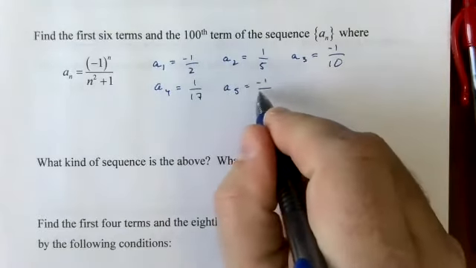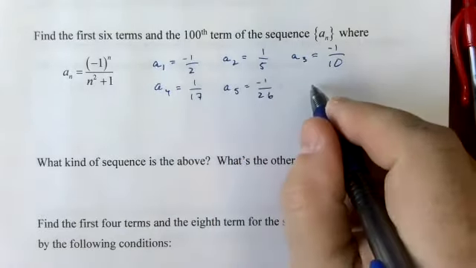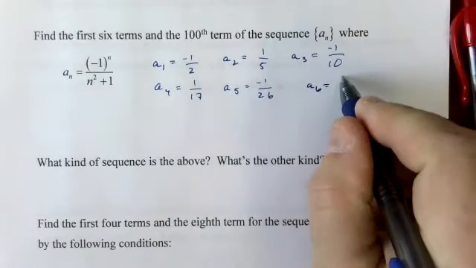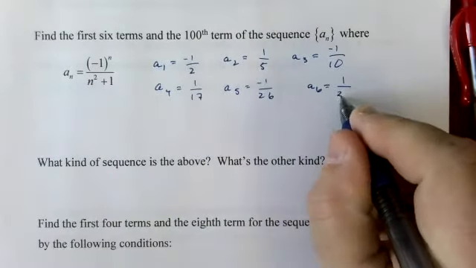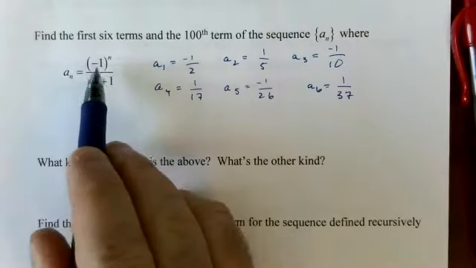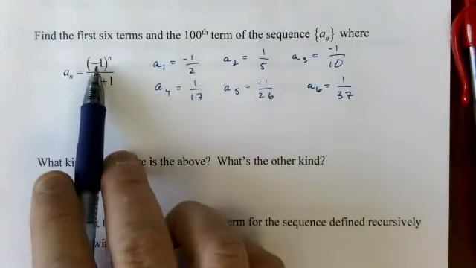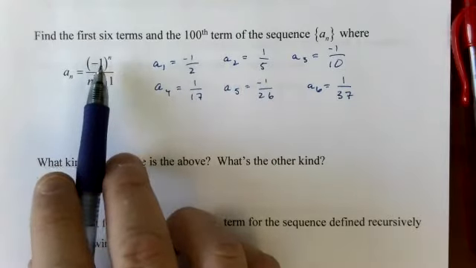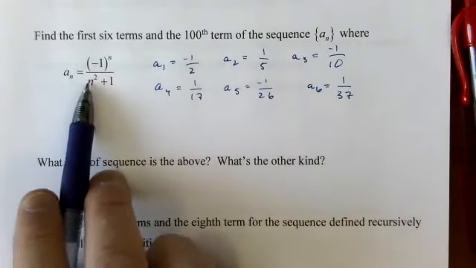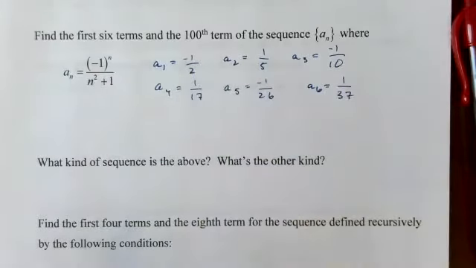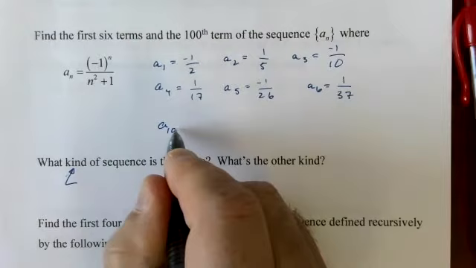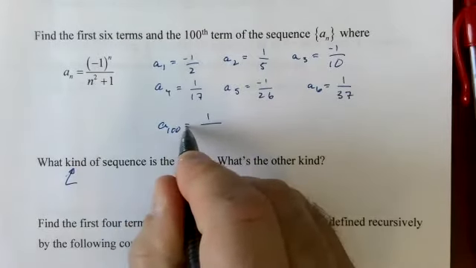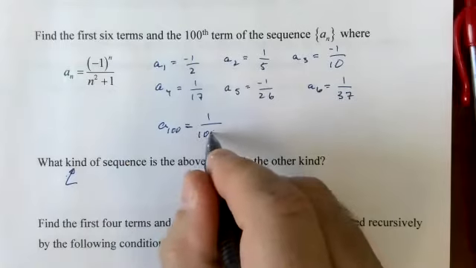Now notice this is not geometric, which we'll talk about in a little bit, or arithmetic, which we'll talk about in a little bit. It's just what it is. Whenever n is odd, 1, 3, 5, 7, it gives me negatives; when n is even, 2, 4, 6, 8, it gives me positives. The denominators go 2, 5, 10, 17, 26, 37. Oh, I forgot A of 100: that's even, so it'll be positive. Plug it in and do some math to get 1/10,001.